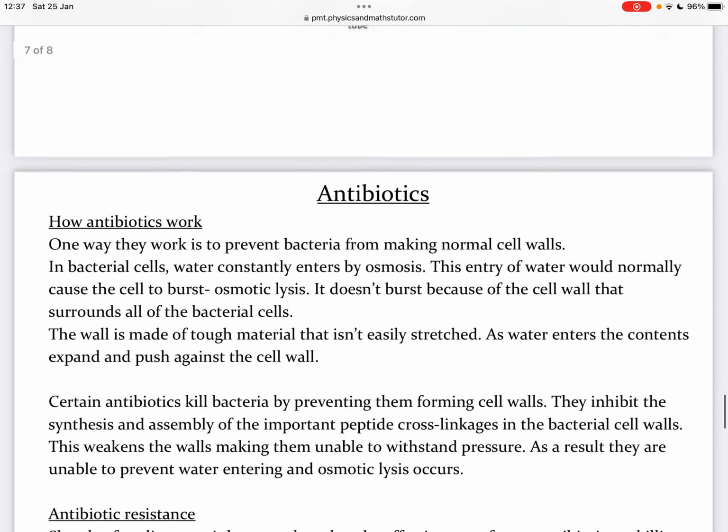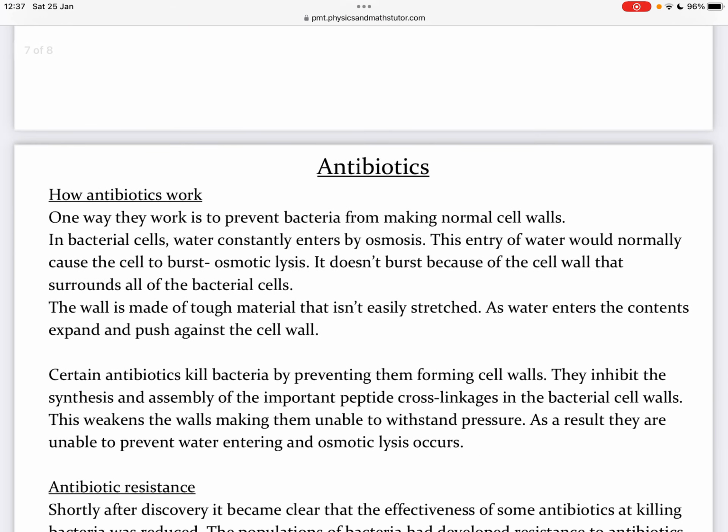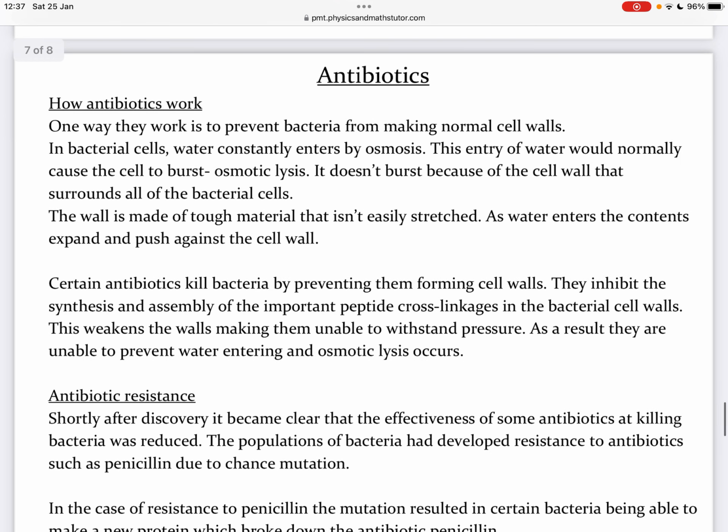No, actually, we were doing antibiotics today. Pardon me. The introduction: antibiotics. How do antibiotics work?